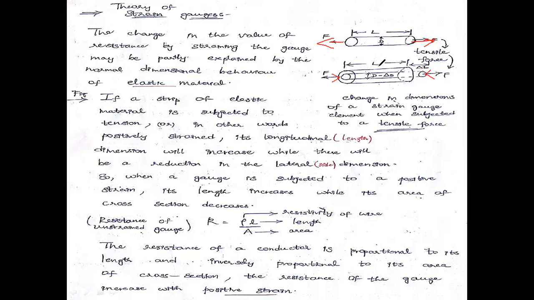Then the change in the length will take place as well as the change in the diameter will take place. Change in the length is very small compared to the actual length, and the diameter is also going to change here. The force is applied in this direction for elongation as well as compression of the wire.